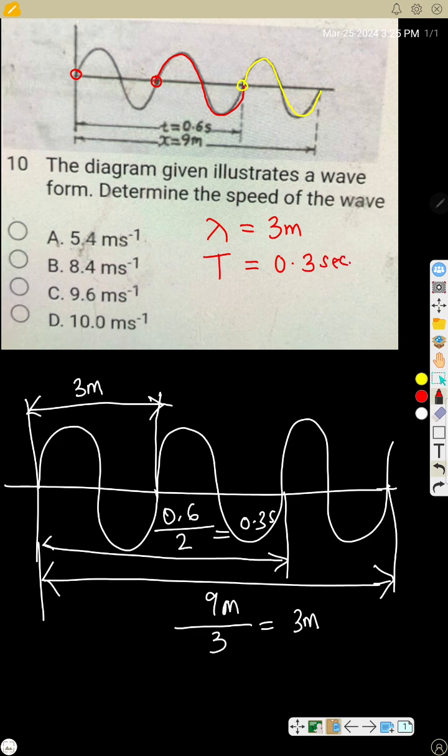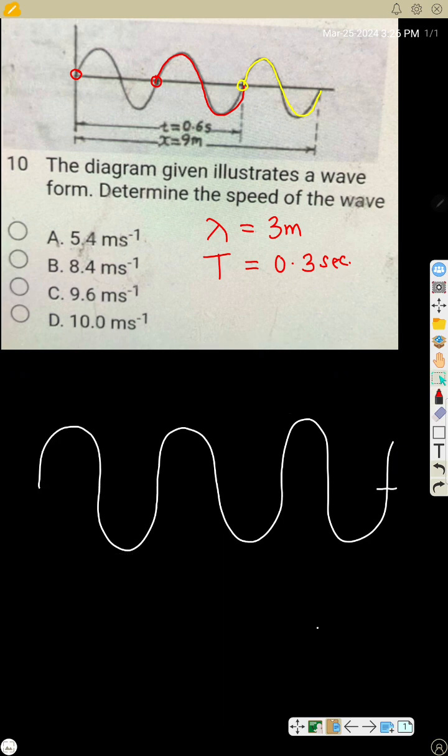So you now know one wavelength and you know the period. The period is the time taken to travel one wavelength, and one wavelength is one complete cycle. So one complete cycle is 3 meter, because total is 9 and we have 3 cycles. That is lambda. And the time for that one cycle is 0.3. So remember, the time covers 2 cycles. So that's what you do.